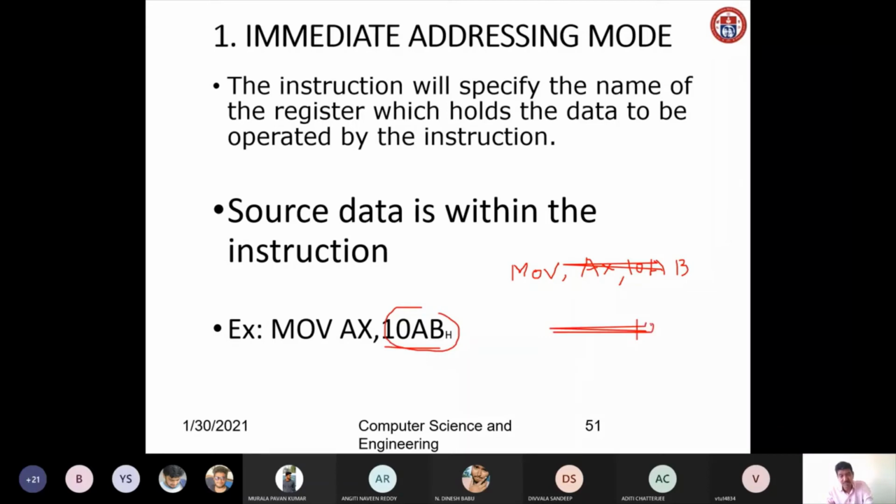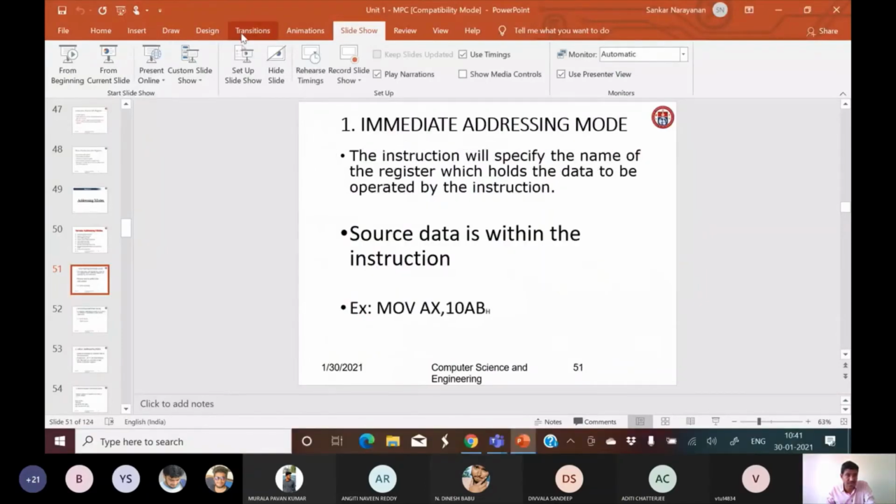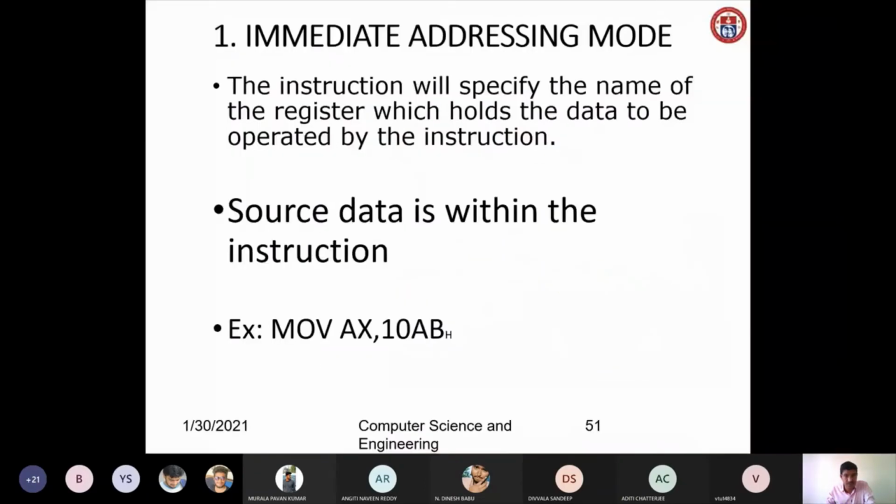So how to do it, we can write like this: 10AB. So 10A, then B. So 10AB will be moved into AX. So this is the meaning.